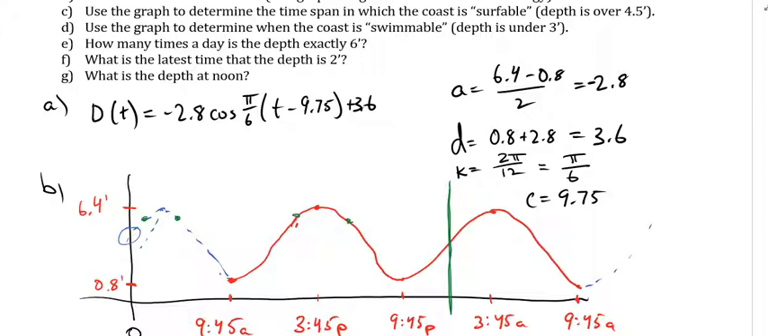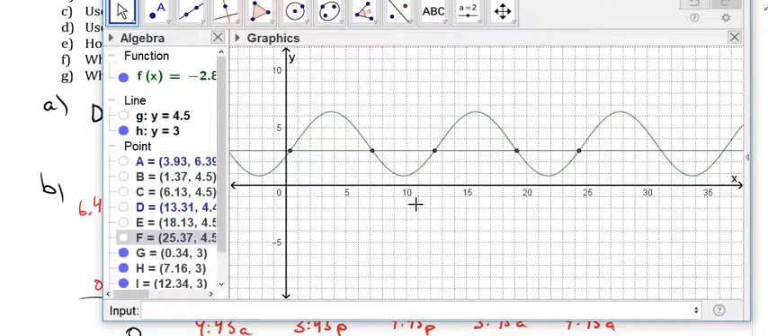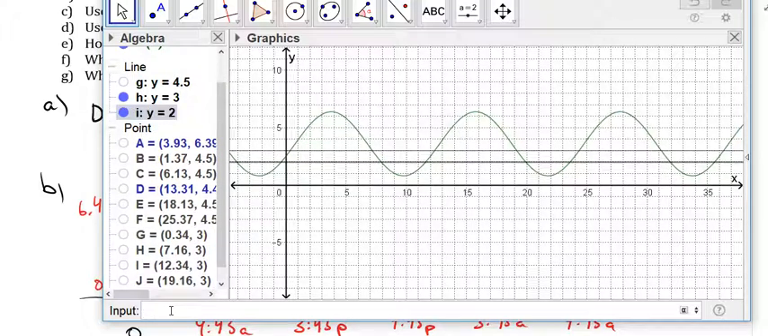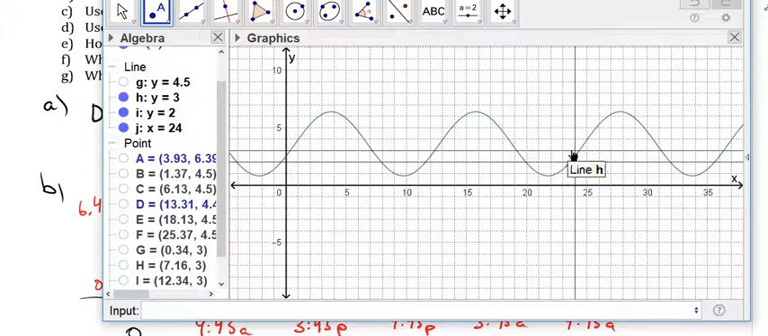What is the latest time that the depth is 2 feet? This one's a little bit trickier because on my sketch, I wouldn't know exactly where that occurs, but it's good enough that you could probably guess. But anyway, let's do this. Y equals 2, and I'm going to do this. X equals 24. So I can see where the day ends, and sure enough, there's one just before the day ends. That's exactly 2. 23.59. So what is that, like 11:37 or something like that? I don't know.